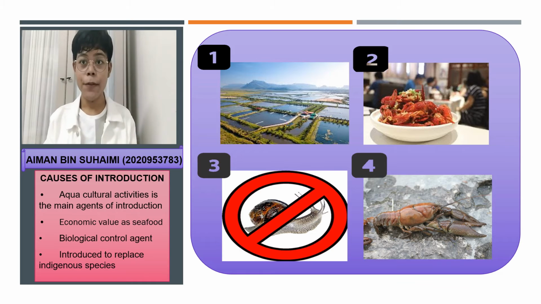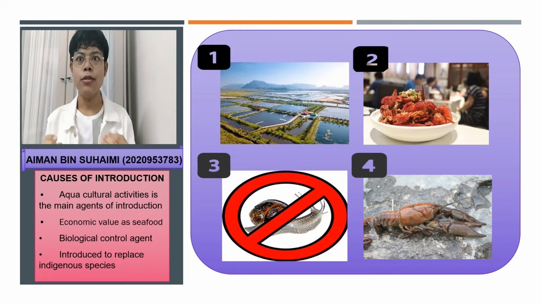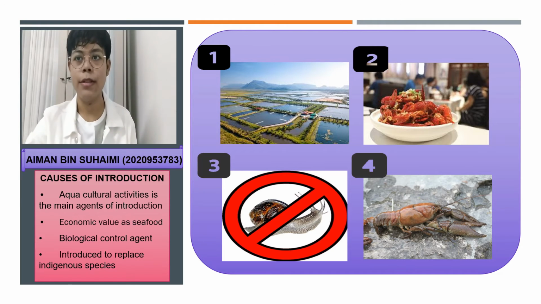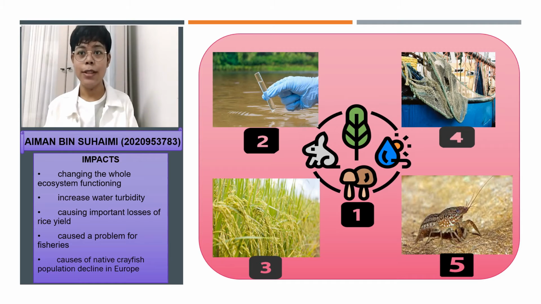In Africa, this species was introduced as a biological control agent, as they eat small snails, which actually eat the plants that the African gardeners grow. So by doing that, the gardeners can make sure that their plants are not damaged by these small snails. And the last point is it was introduced to replace the indigenous species, and this occurs largely in European countries.